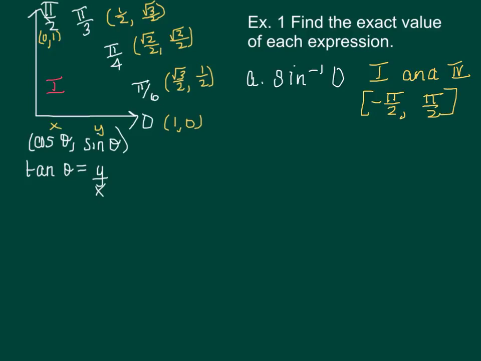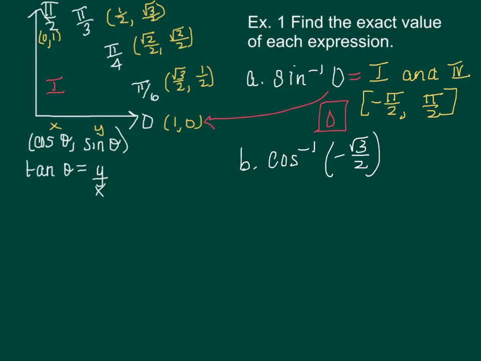So if you look and see sine, those are the y-coordinates. The only angle that has a y-coordinate of 0 is 0. So that's this answer. Okay, let's try another one. Cosine inverse of negative square root of 3 over 2. Okay, this means find the angle who has a cosine. That means the x-coordinate is negative square root of 3 over 2.